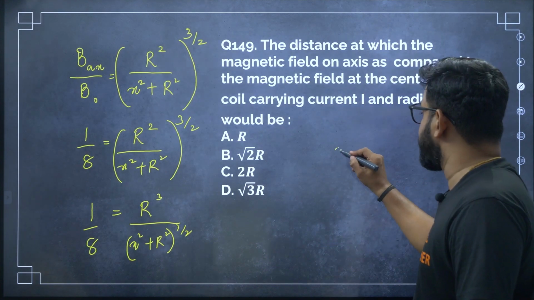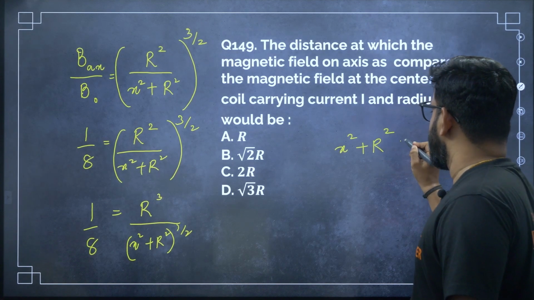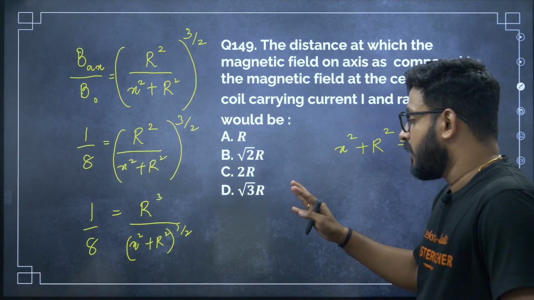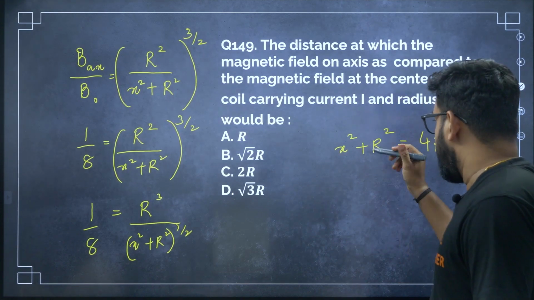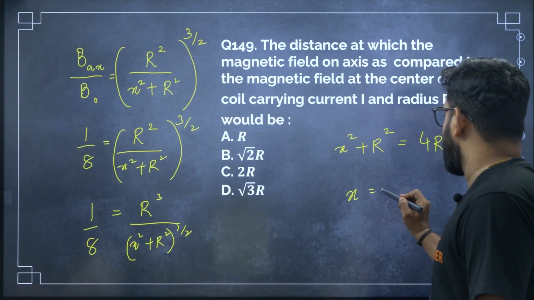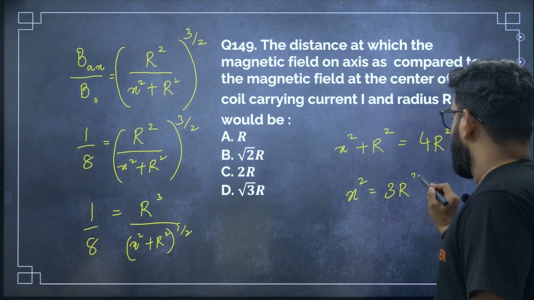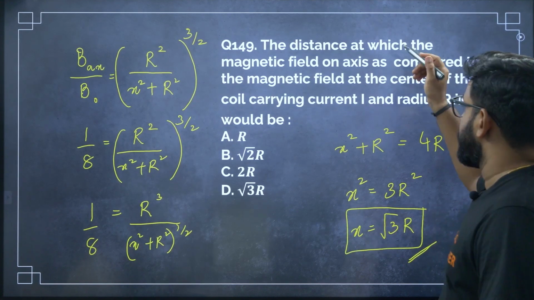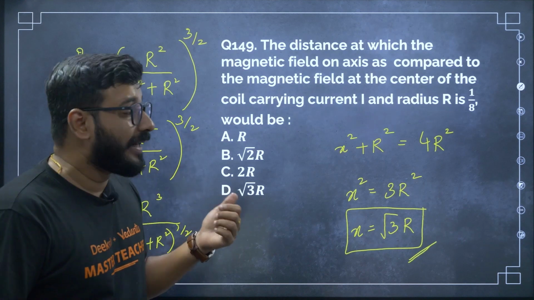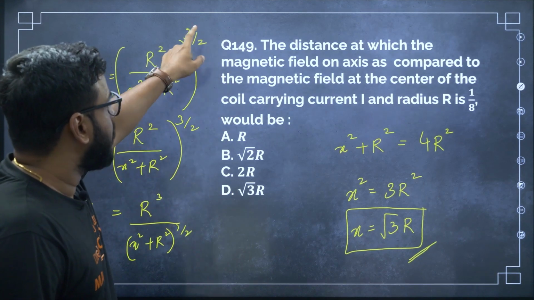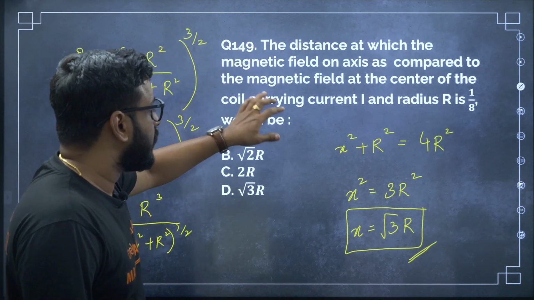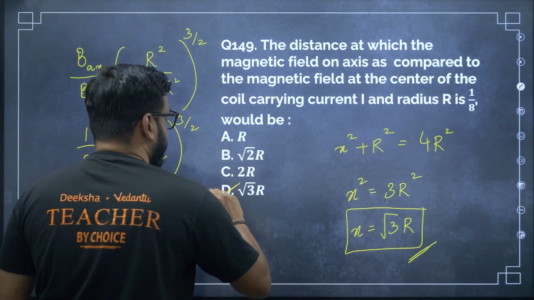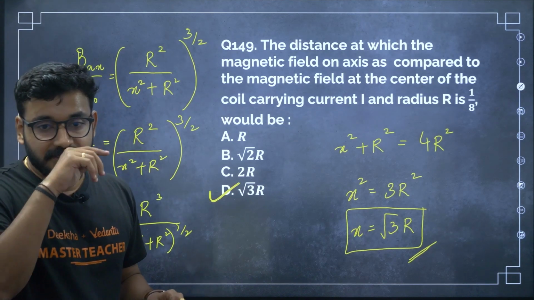So ultimately you will get that x square plus r square is basically 4r square. Then ultimately you will get x square is equal to 3r square, and x is equal to root 3 r. Alright. So the ratio of the magnetic field on the axis to the center is 1 by 8 when that axis distance is root 3 times r. So the correct answer is option D, right?